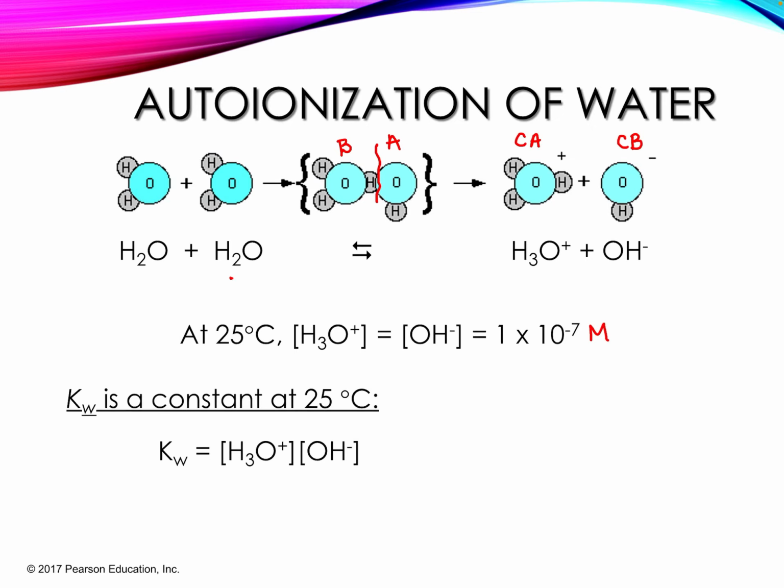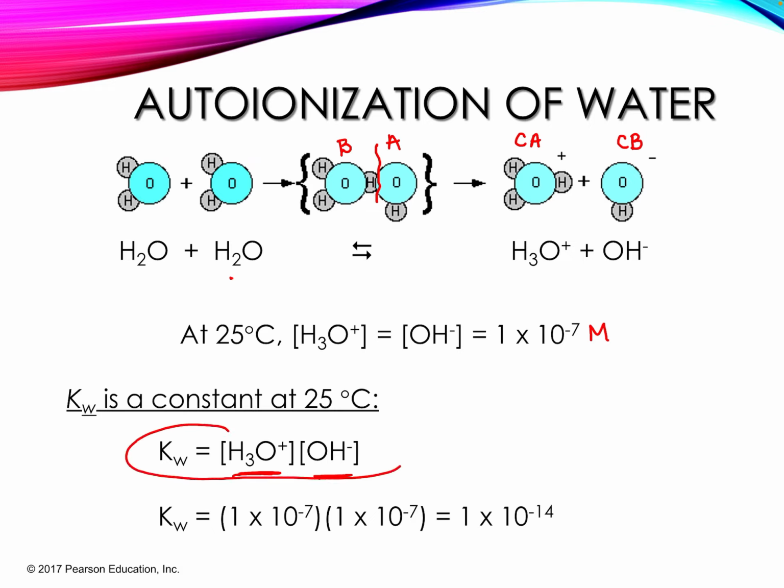So if we were to write the mass action expression, we would see that Kw is equal to our hydronium ion concentration times our hydroxide ion concentration. So if we go ahead and plug in that 1 times 10 to the minus 7th molar for both hydronium and hydroxide, we can calculate a value for Kw. So Kw is 1 times 10 to the minus 14.